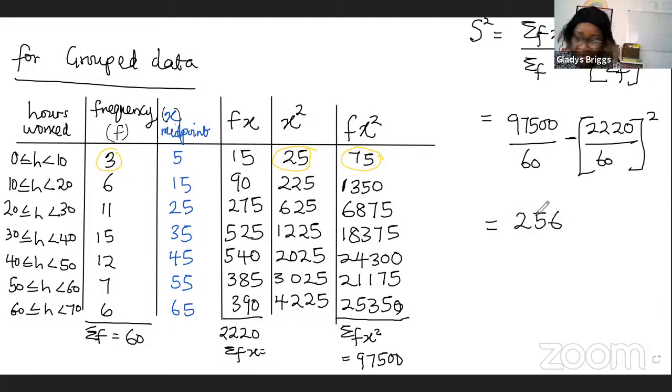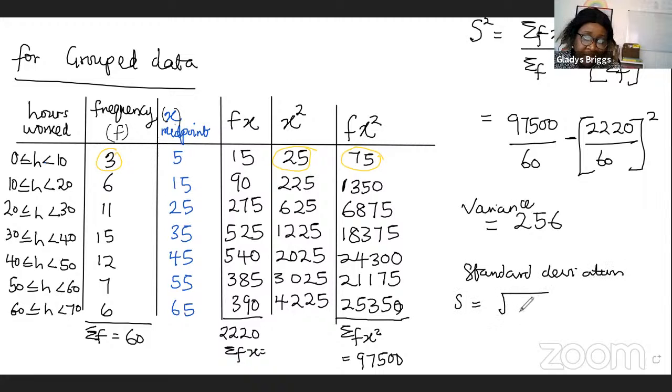256. Well done to you. Okay, so now you've got the variance, so the variance is equal to that. To work out the standard deviation, S is equal to the square root of the variance. So this is going to be the square root of 256, which is equal to 16 hours.